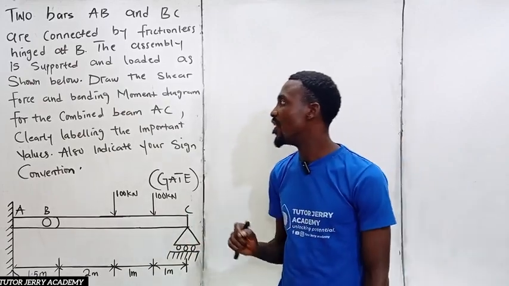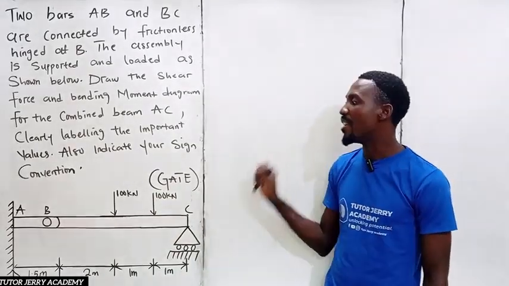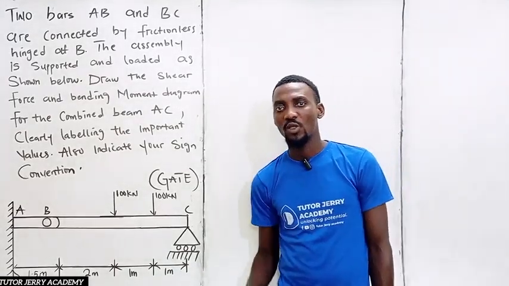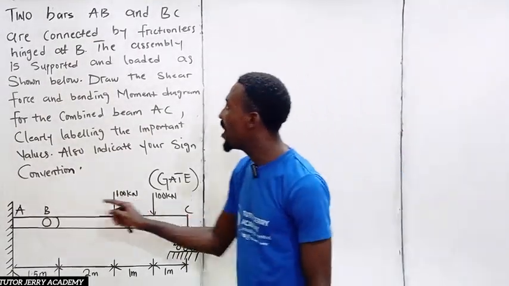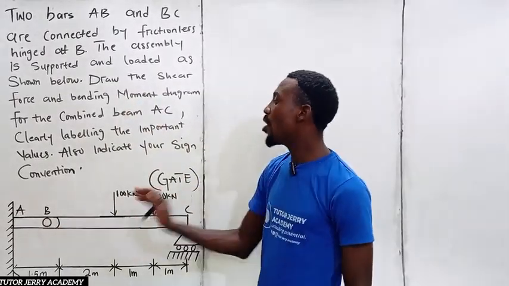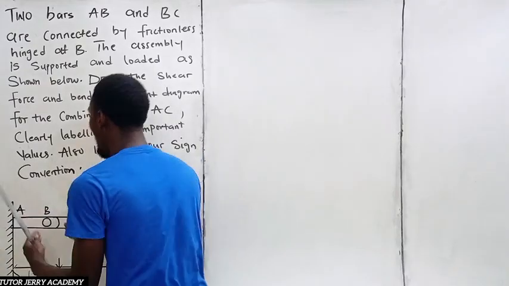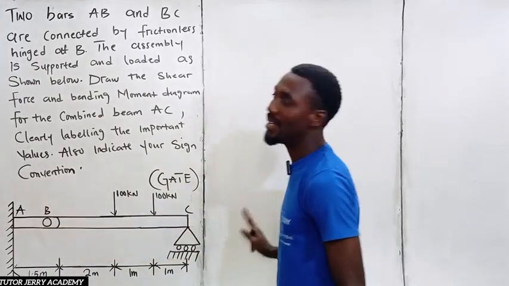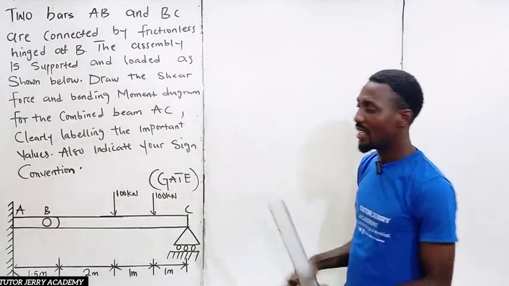So we are asked to draw the shear force and bending moment diagram for the combined beam AC, clearly labeling the important values. Also indicate your sign conventions. Alright, so for us to solve this question, you can see that we have a frictionless hinge, so we are going to break this beam into two parts, that is, into AB and BC.